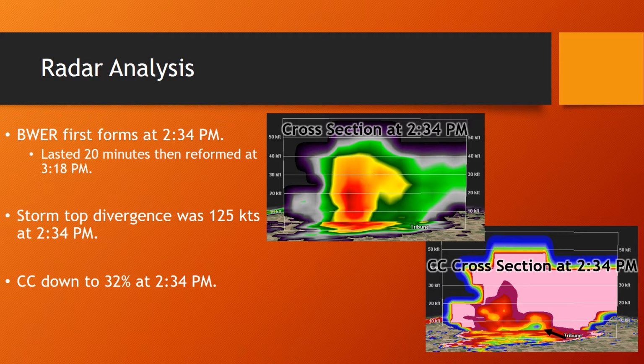Storm top divergence was 125 knots at 2:34. So at the same time, in this cross section here on the right, we had a storm top divergence of 125 knots. So pretty healthy. CC, you can see the cross section there in the bottom right, was down as low as 32%. You can see that bullseye there in the cross section. Kind of interesting to note that the low CC, I should say, had a depth of almost 10,000 feet. So that's kind of interesting.